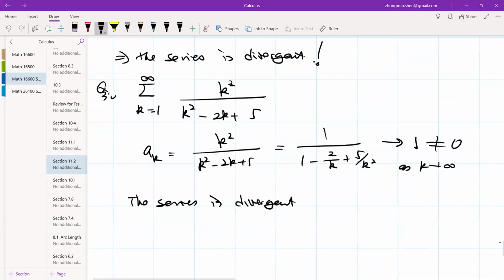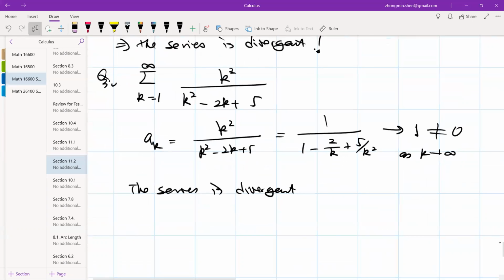Because a_k is convergent. The k-th term is convergent to 1, but the series is divergent. Okay, and you can say that by the theorem for divergence or by the nth term test. So there are some names, the nth term test. Okay, we can call it the nth term test.